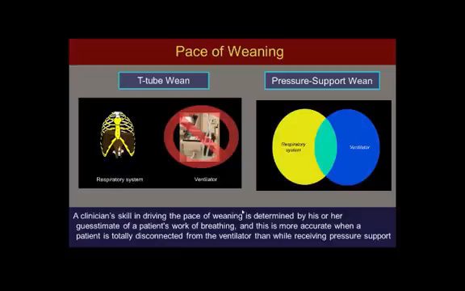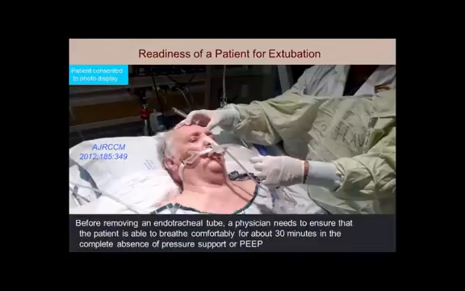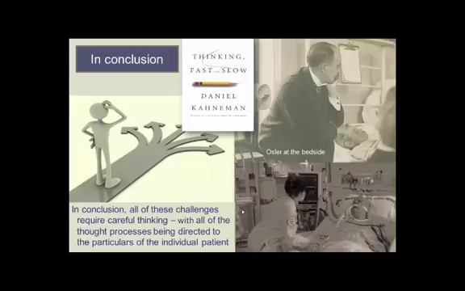And obviously your ability to guesstimate a patient's work of breathing is much simpler when you have the patient completely disconnected from the ventilator, because everything you're looking at has to be coming from the patient, nothing coming from the ventilator. Whereas if you have the patient on pressure support, it's impossible to tell what the patient is doing and what the ventilator is doing. And then before removing the endotracheal tube, you need to ensure that the patient is able to breathe comfortably for probably about 30 minutes on average in the complete absence of pressure support or PEEP.